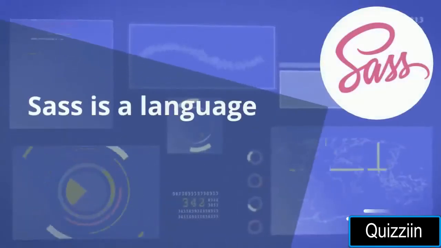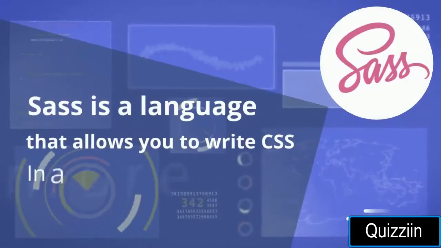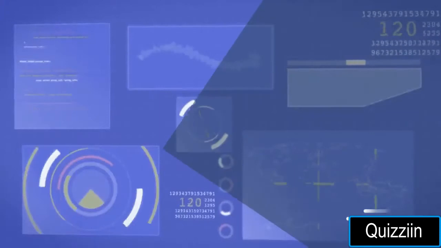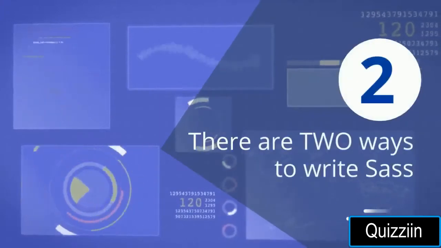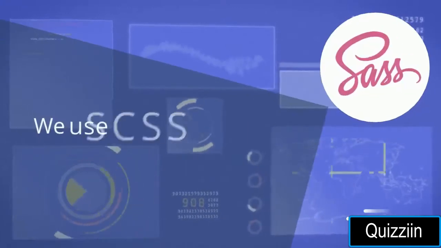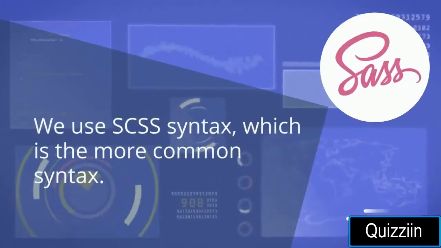Sass is a language that allows you to write CSS in a more convenient and efficient way. There are two ways to write Sass: Sass syntax and SCSS syntax. We use SCSS syntax, which is the more common syntax.